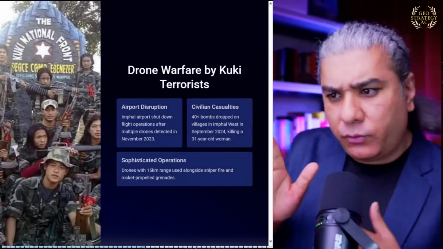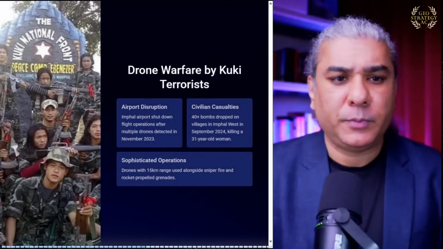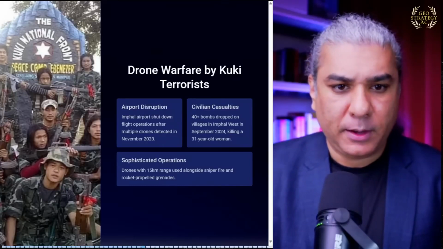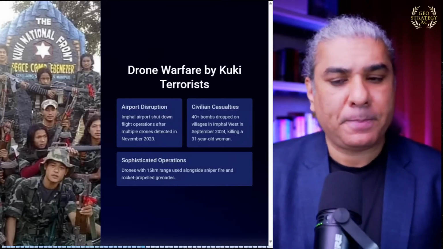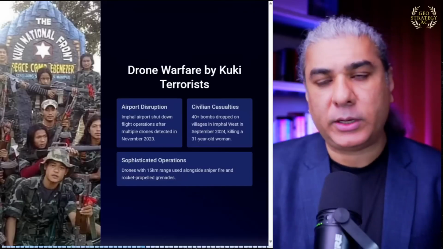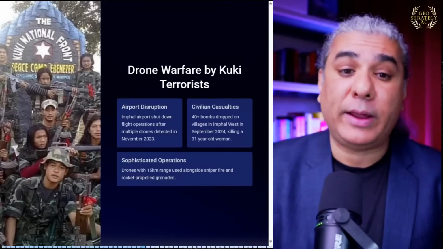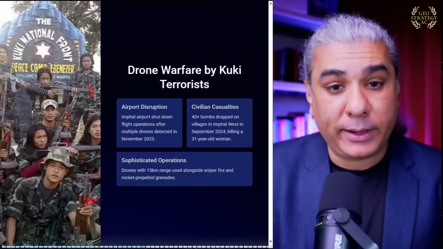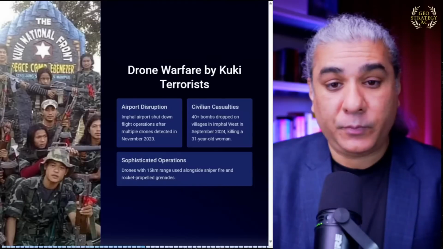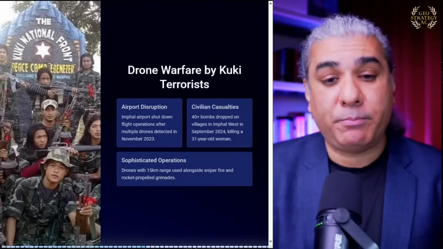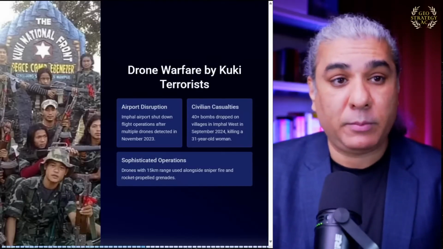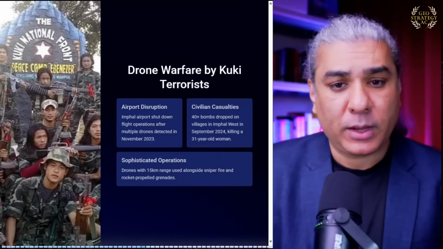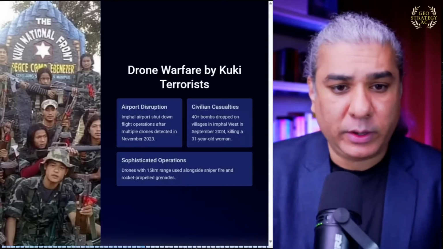Now let's focus on India's Far East, Manipur. There has been drone warfare on Indian citizens by Kuki terrorists. In November 2023, the capital city of Manipur, Imphal, saw its airport being shut down for flight operations after multiple drones were detected in the airspace. And in September 2024, more than 40 bombs were dropped by Kuki operated drones on various villages in Imphal West. And it killed at least one person, a 31-year-old woman.